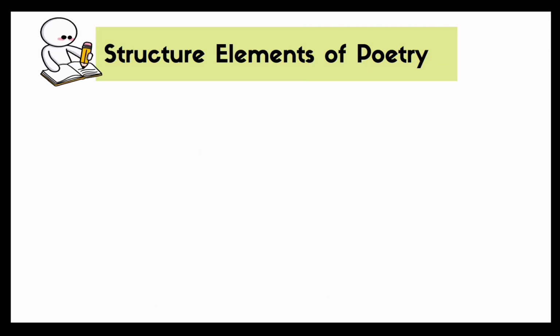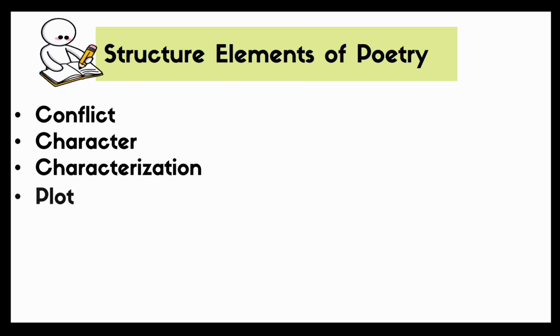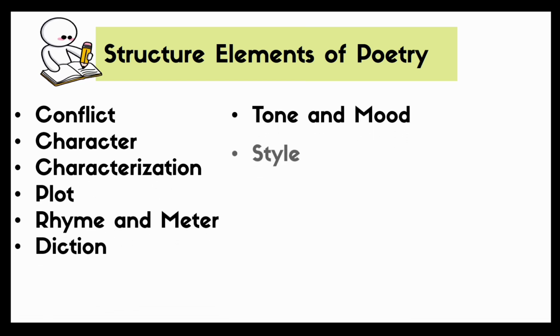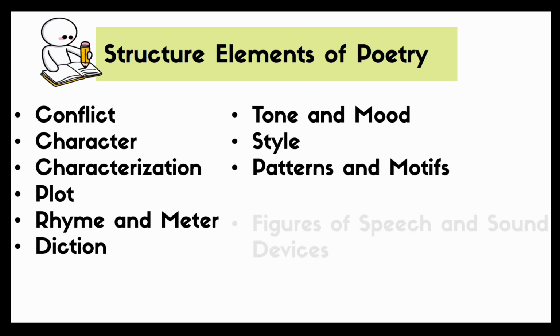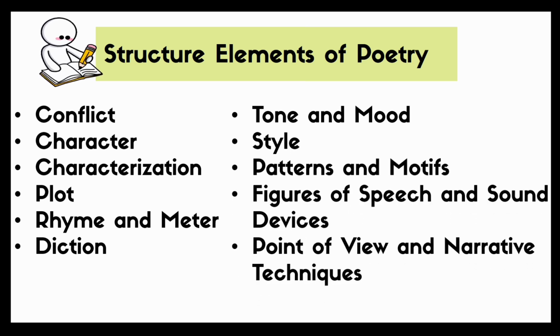Here are the structure elements of poetry: conflict, character, characterization, plot, rhyme and meter, diction, tone and mood, style, patterns and motifs, figures of speech and sound devices, and point of view and narrative techniques.